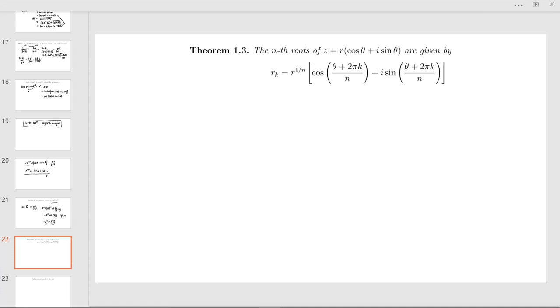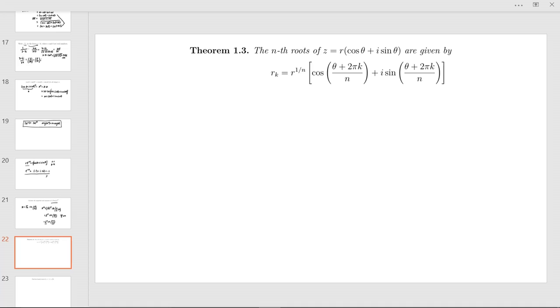Hello. In this last video on complex numbers, we'll discuss complex roots and the geometry of complex numbers. First, we'll start with the following theorem that gives us the nth roots of any complex number z written in polar form. It says that the roots of z equal to r cosine theta plus i sine theta are given by r_k is equal to the nth root of r times cosine of (theta plus 2 pi k over n) plus i sine of (theta plus 2 pi k over n), where k goes from 0 to n minus 1.